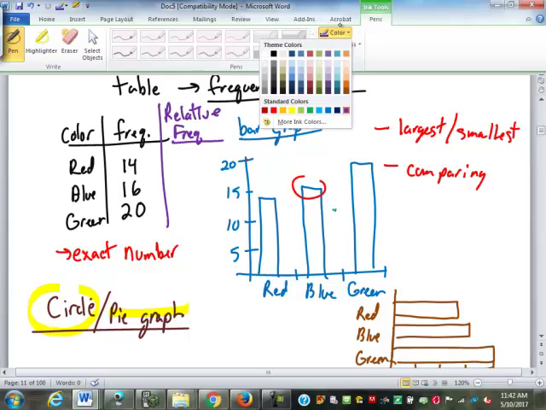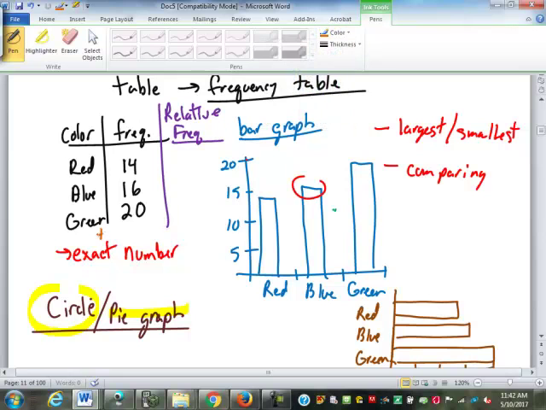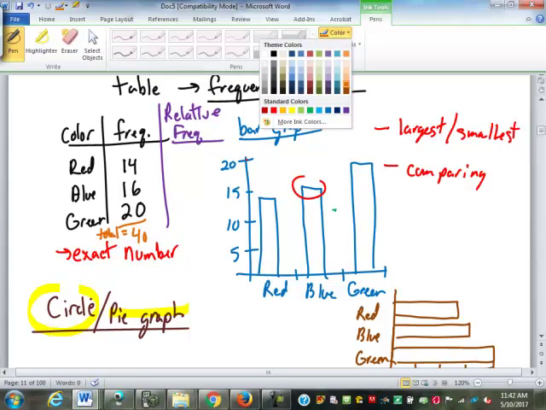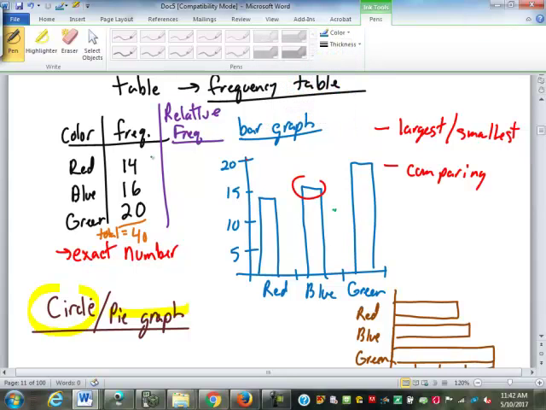So that relative frequency number is found. We first must find the total. So we add those all up. That looks like that adds up to 40. So the relative frequency is found by dividing each number by the total. So 14 divided by 40 is 0.35. 16 divided by 40 is 0.40. And 20 divided by 40 is 0.5.